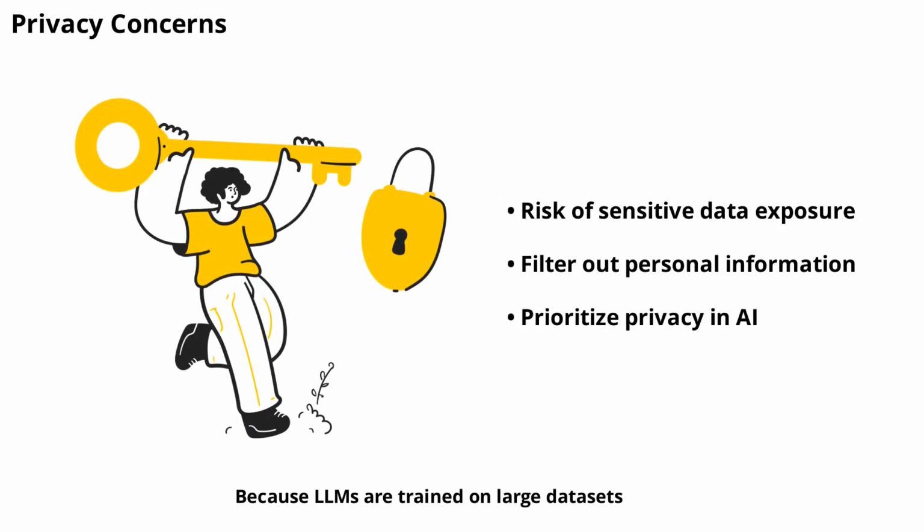Because LLMs are trained on large datasets, there's a risk that sensitive or private information could be included in their training data. Developers must take steps to filter out personal data and ensure that models don't inadvertently reveal confidential information. Privacy is a top priority in responsible AI development.